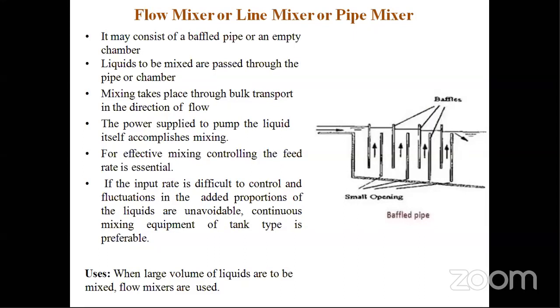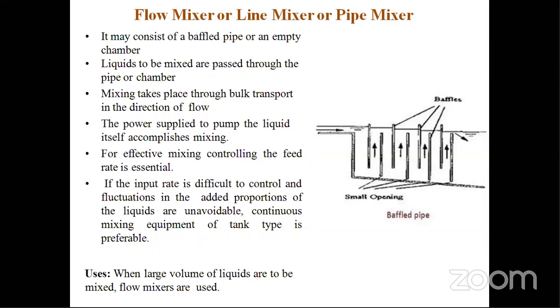So in this process, what happens if your liquid portion is low and the solid portion is large? At that time fluctuation happens in this mixing process. If fluctuation happens, your mixing process slows down. So first you have to maintain equal proportions of material in this continuous mixing process, and continuous mixing equipment of the tank type is preferable for the continuous mixing process.